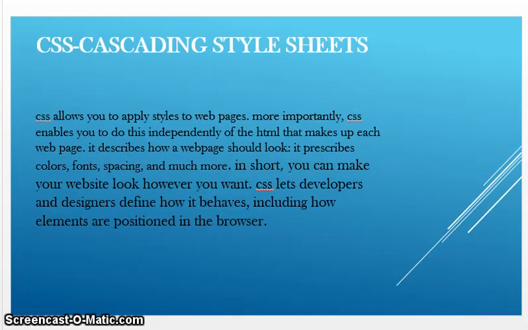Next we are moving to cascading style sheets. Cascading style sheet is a simple design language intended to simplify the process of making web pages presentable. Cascading style sheets allow us to apply styles to our web pages dynamically. More importantly, cascading style sheets enable us to do this independently of the HTML that makes up our web page. Cascading style sheets let developers and designers define how it behaves, including how elements are positioned in the browser.